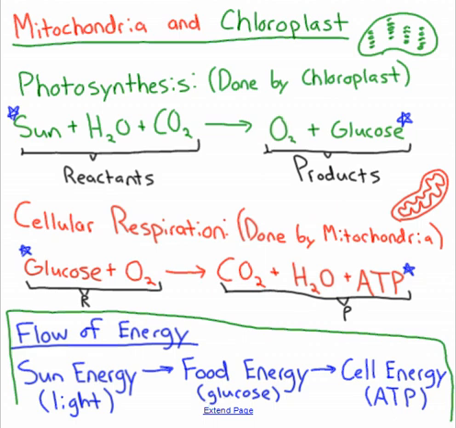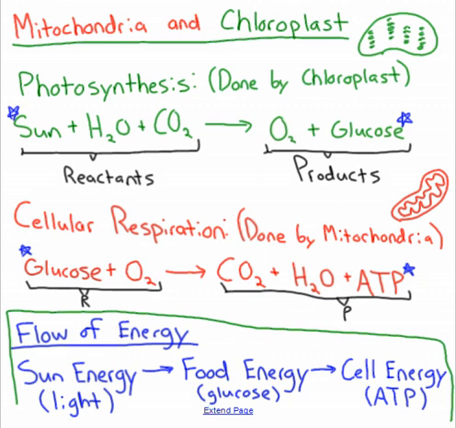So the first arrow represents photosynthesis. Sun energy is converted into food energy. Light is converted into glucose. That process we call photosynthesis. The next flow of energy is we're going to take that food energy, we're going to take that glucose, and we're going to turn it into cellular energy, which we call ATP. So the flow of energy, energy flow, that's what this unit is called. The flow of energy is sun energy into food energy into cell energy.